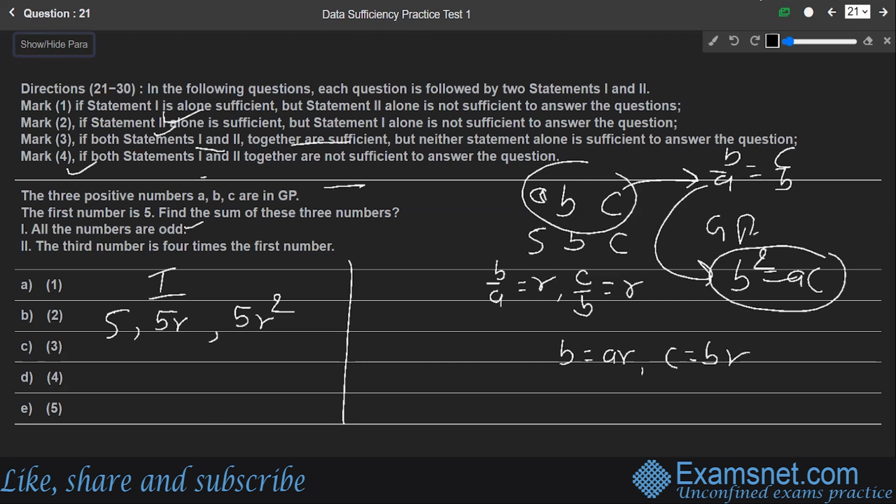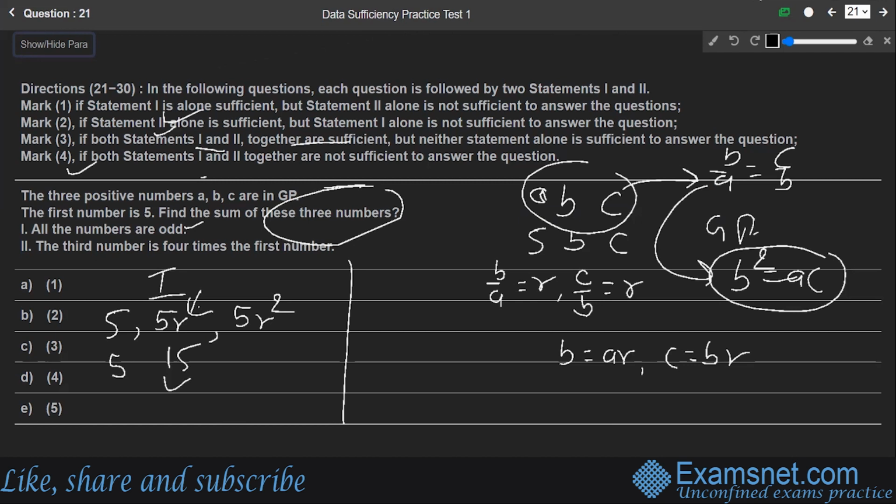Now if we see statement 1 alone, all the numbers are odd. There is no definite point, since the three numbers are already given to be in GP. The first number is 5, and we are supposed to find the sum of these numbers. The second number can be anything that depends on R. So if R is an odd number, let's say R is 3, then 5 times 3 is 15. So it also becomes odd.